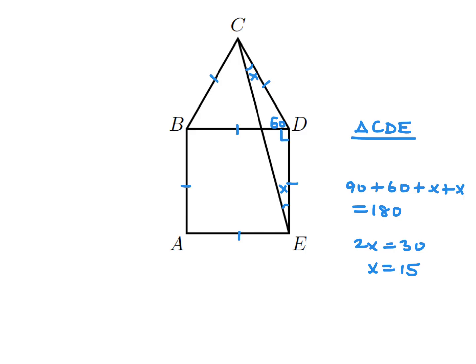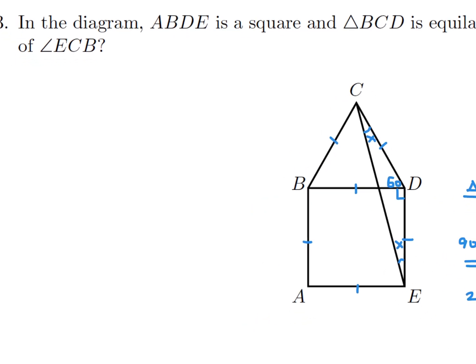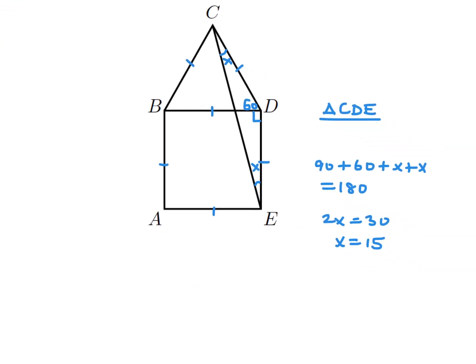Okay, what are they asking us? We were asked to measure ECB, right here. Okay, so ECB is where? This angle right here. Okay, well that shouldn't be a problem, since from here to here that angle is 60, and that really is our ECB plus our x, correct? So that basically means that since x is 15, 60 minus 15 will be ECB, and that is 45 degrees.